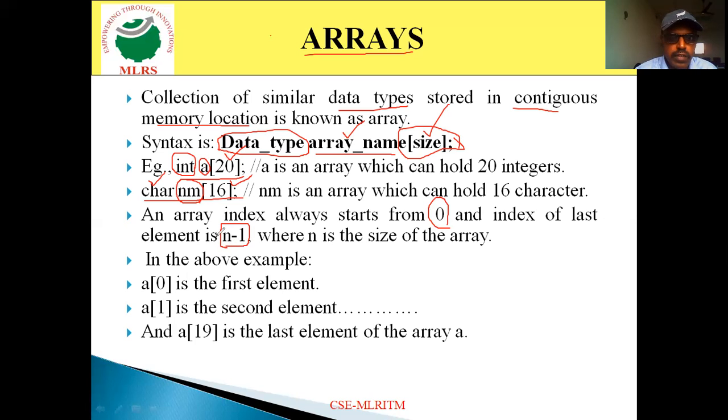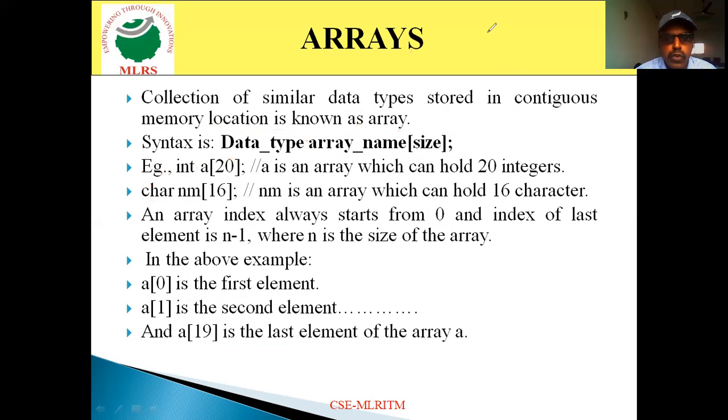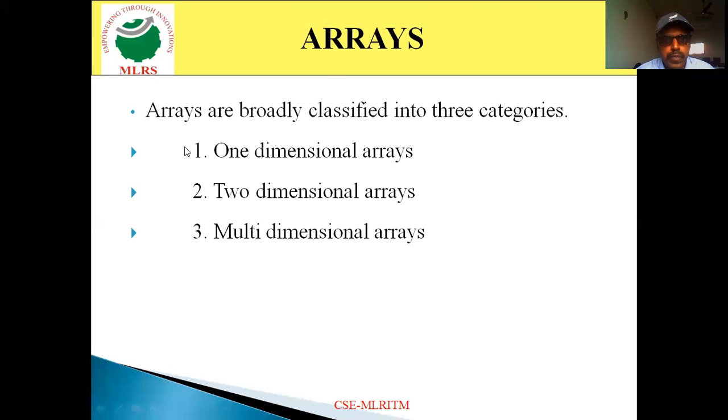For example, consider a[20]. For this, a[0] is the first element, a[1] is the second element, a[2] is the third element, and a[3] is the fourth element. Likewise, the last element is a[19]. In this manner, we declare the array and access the values of the array variable.